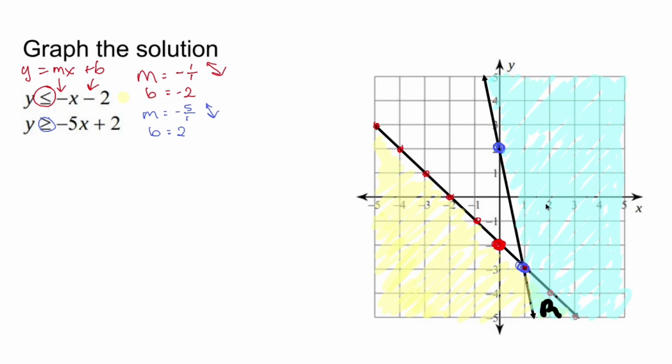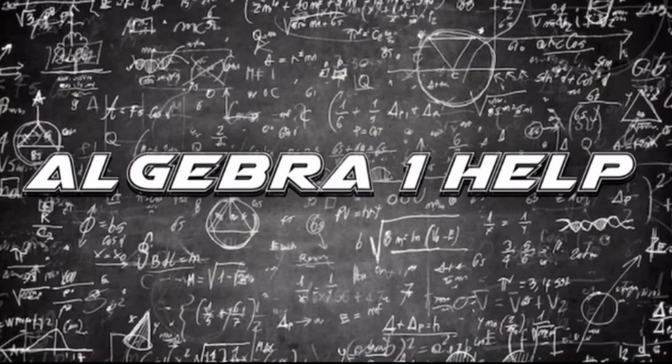But I can pick a point like (2, -5). Okay, (2, -5) is a point right there. That's in my green area. If I were to plug in 2 for x and -5 for y in both of these, that will work, along with any of these points down here. Those will all work.